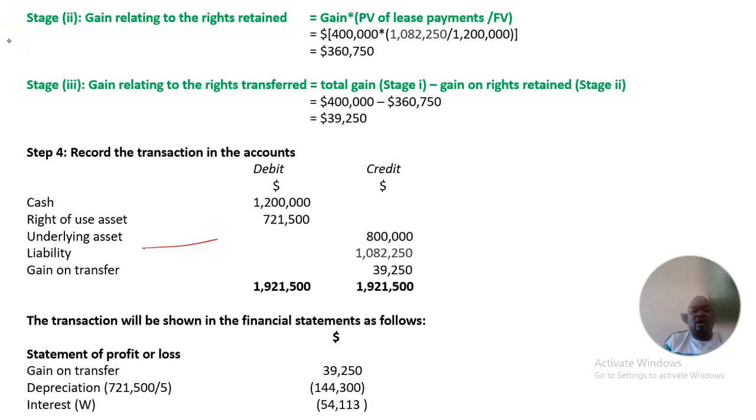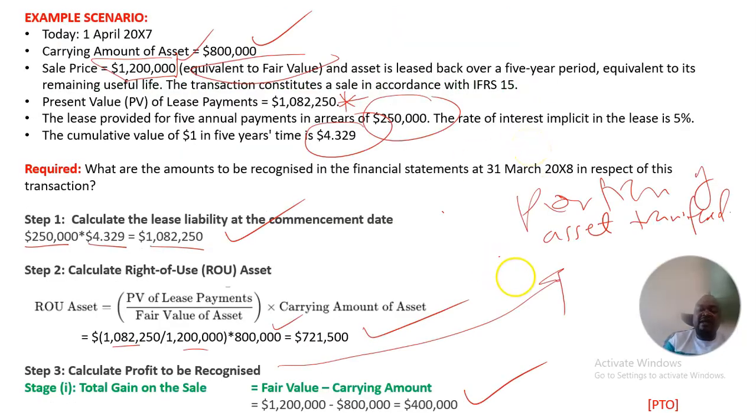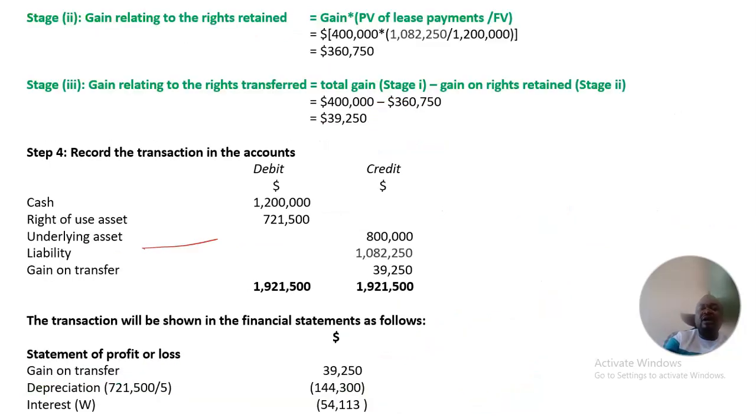Okay, so the gain relating to the rights retained is given by the original gain, which we have already computed a few minutes ago. This is the gain which we have already computed, the total gain. But we then want to determine the gain relating to the rights retained.